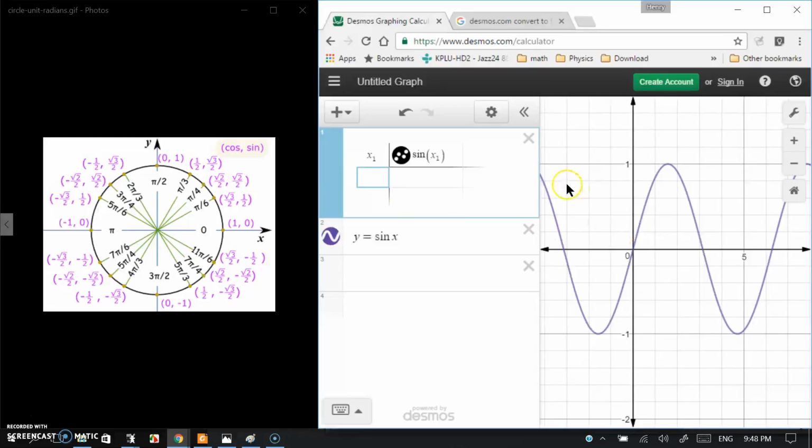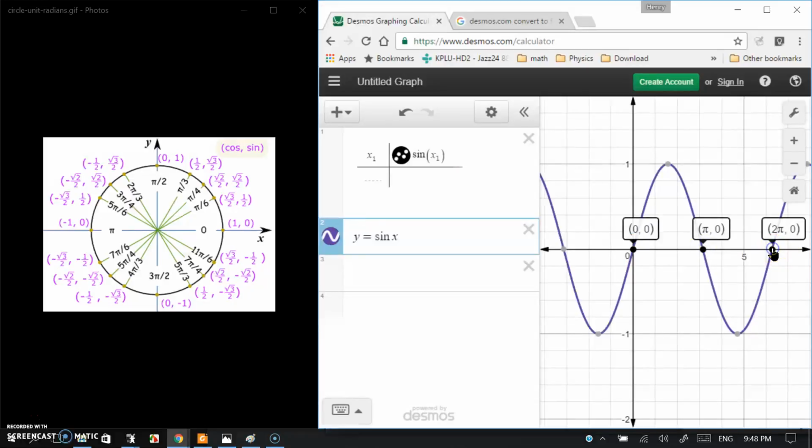So when we are trying to come up with the sine wave, my horizontal x-axis represents angles. So if I have a 0, that means it is 0 radians. If I have a pi, that means it's pi radians. If I have 2 pi, then that means it's 2 pi radians. My x represents my angles, okay? And my y-axis, my vertical axis, represents sine of that angle.